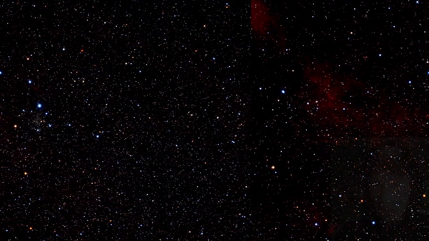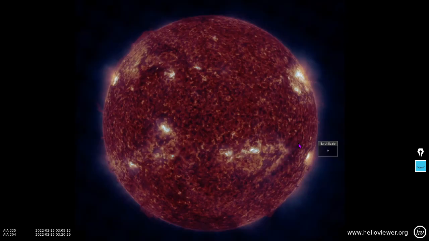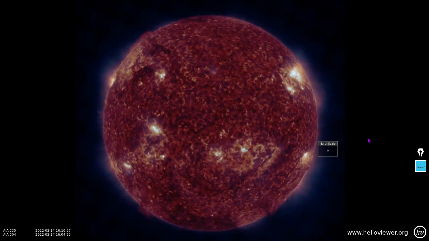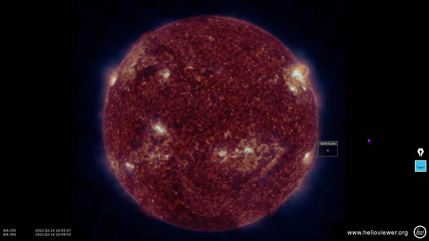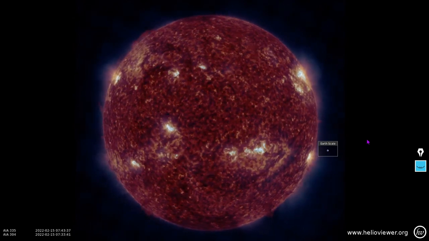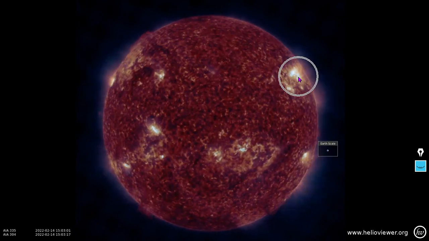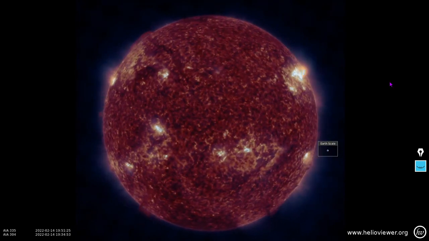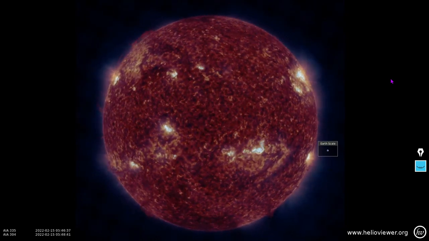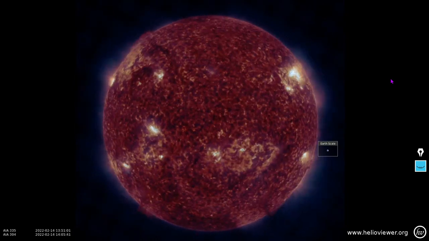We're looking at the sun today in multiple wavelengths, as we are wont to do on the channel. So here is ionized iron and helium, 335 and 304 angstroms. We did see an M-class flare in the past 24 hours. No relativistic particles made it to Earth, and we don't even see a coronal mass ejection associated with that large flare. Let's take a look at some additional wavelengths here.